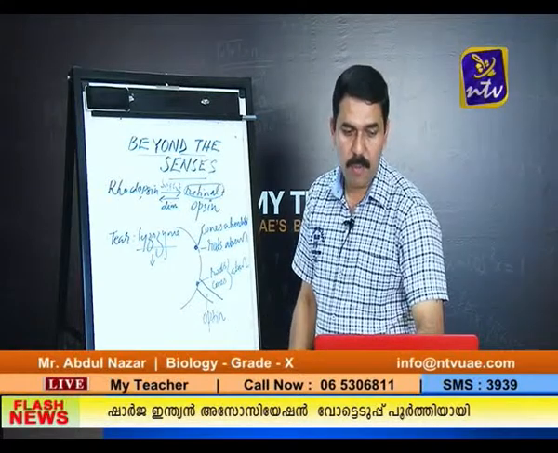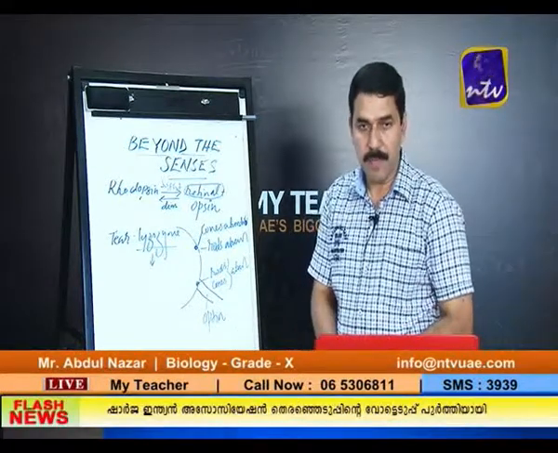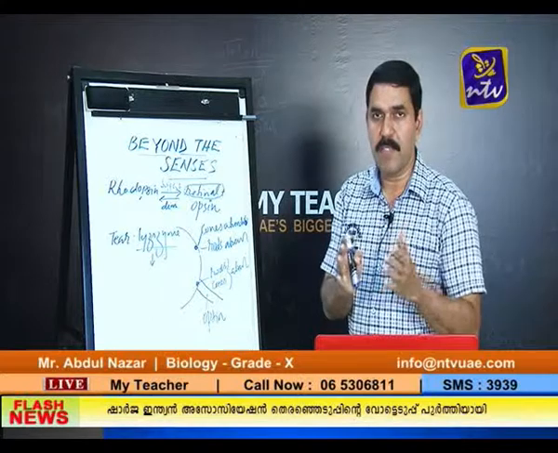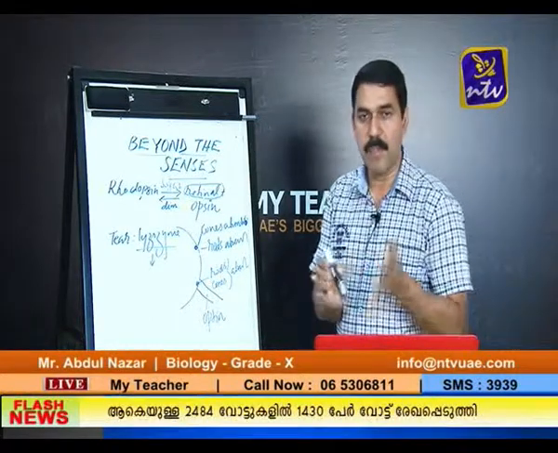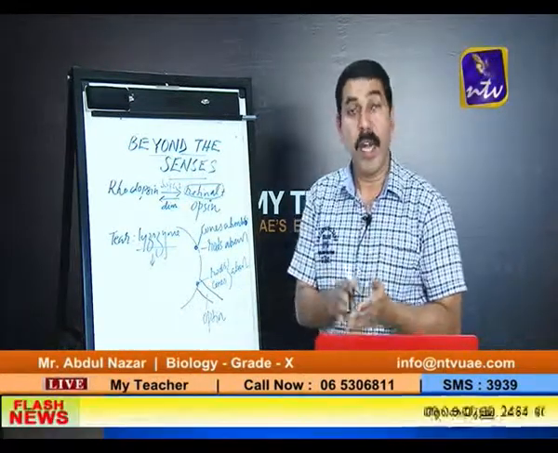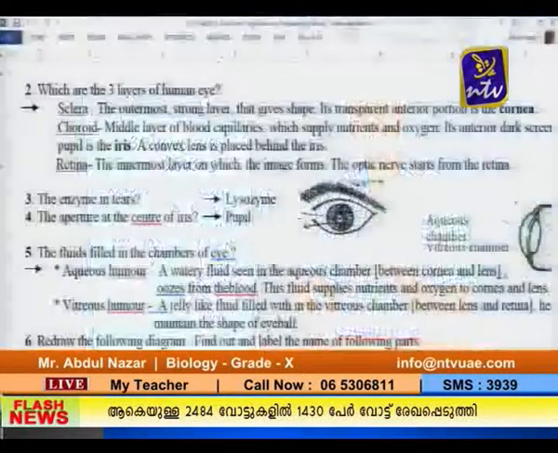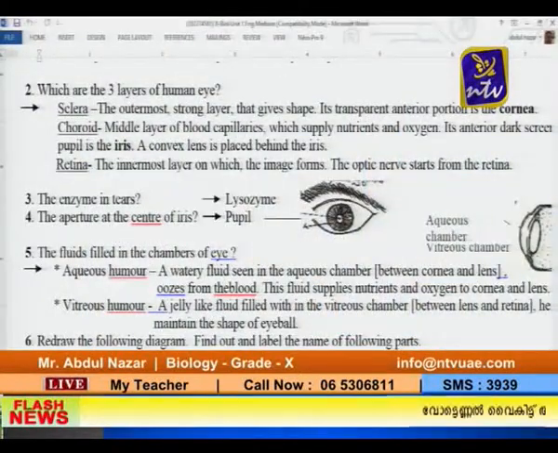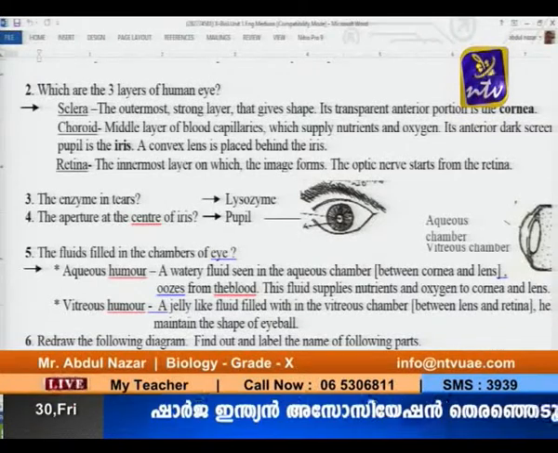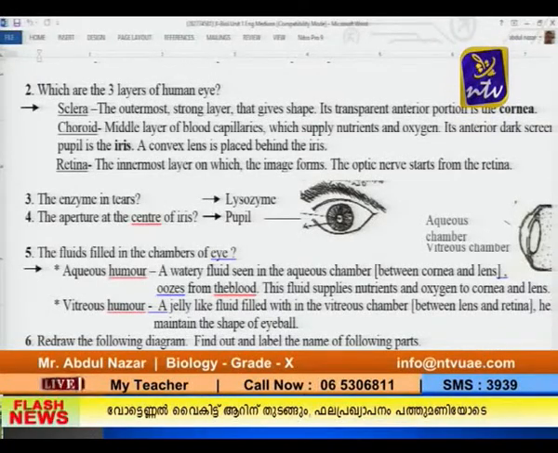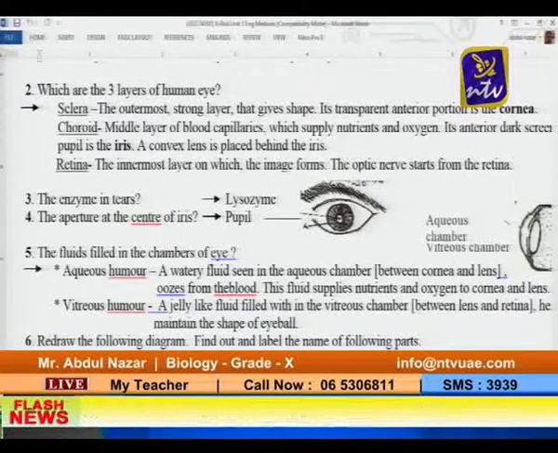Then another point to remember, which I already explained to you. In front of the lens there is a chamber called the aqueous chamber. It is filled with a fluid called aqueous humor. Just behind the lens there is another, larger chamber called the vitreous chamber. It is filled with a jelly-like fluid that maintains the shape of the eyeball.